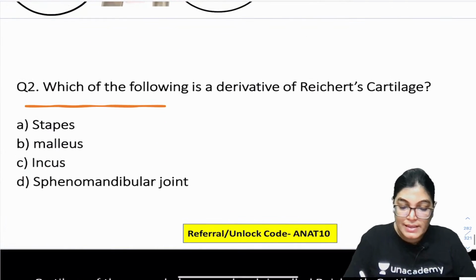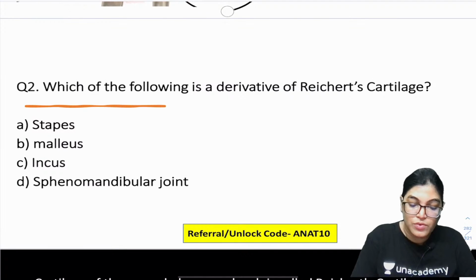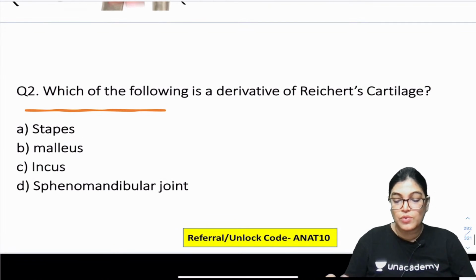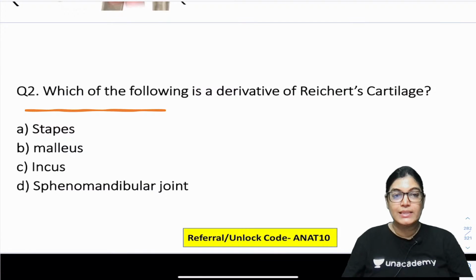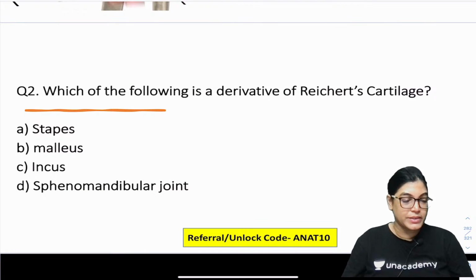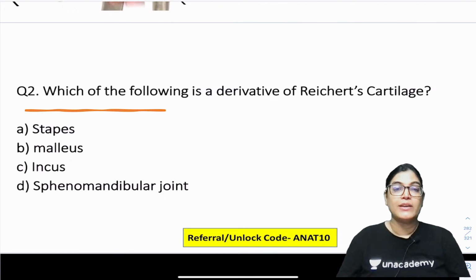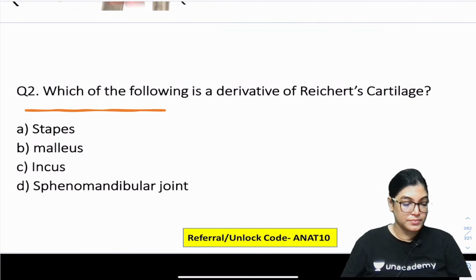Which of the following is the derivative of Reichert's cartilage? Whether it is stapes, malleus, incus or sphenomandibular ligament? So according to you, which is the correct answer? You can write A, B, C or D. Derivative of Reichert's cartilage.